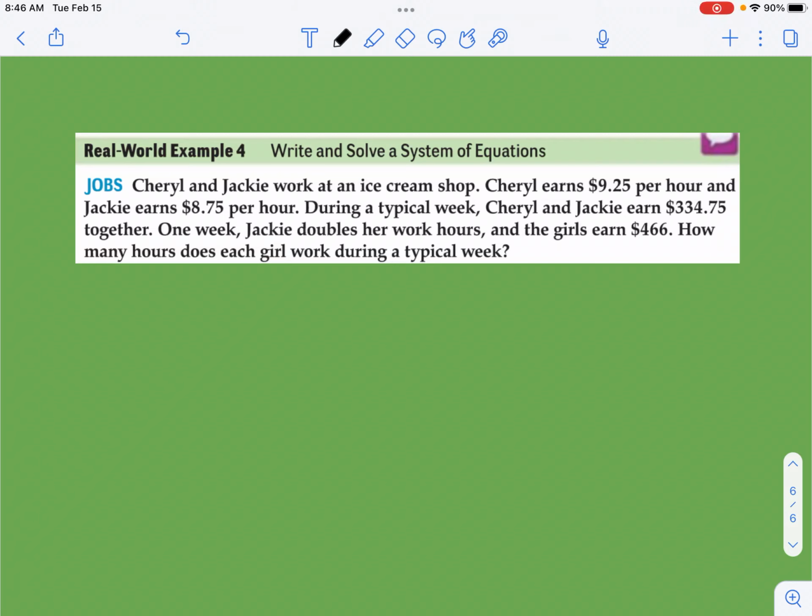All right, everyone. We are now going to take what we know how to do with solving systems of equations.